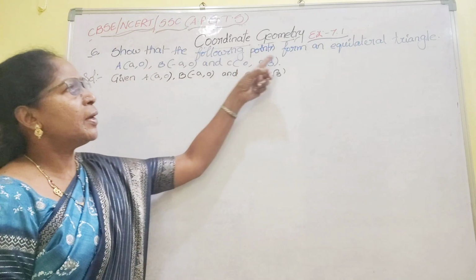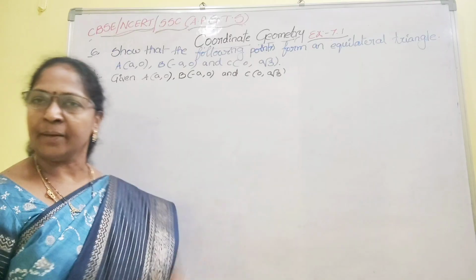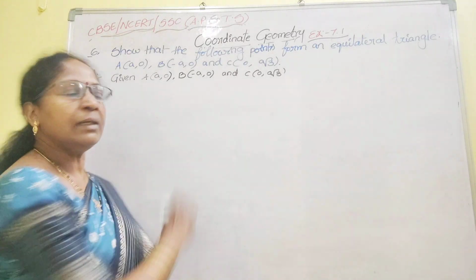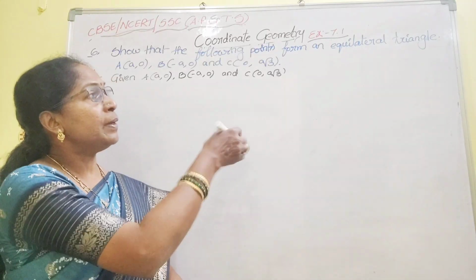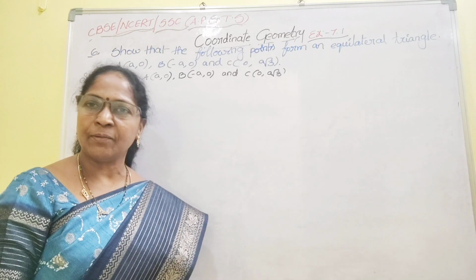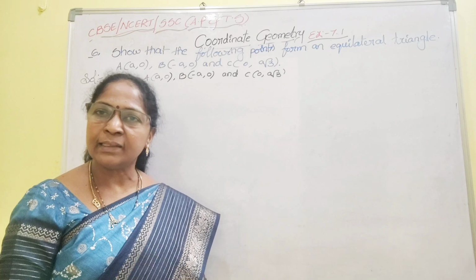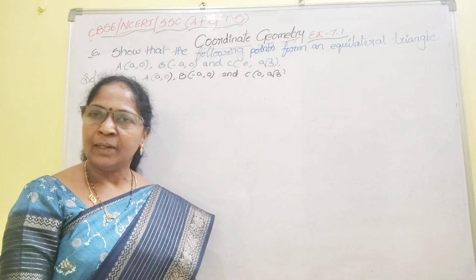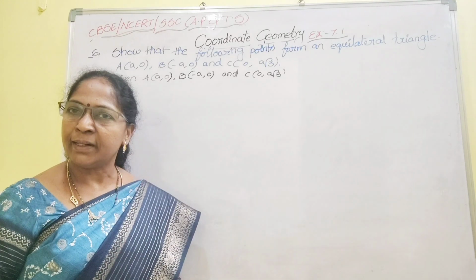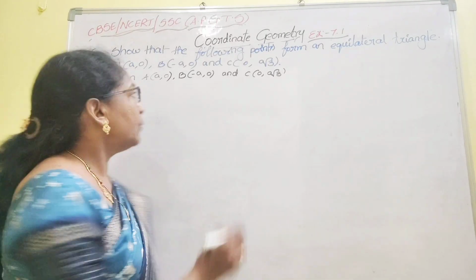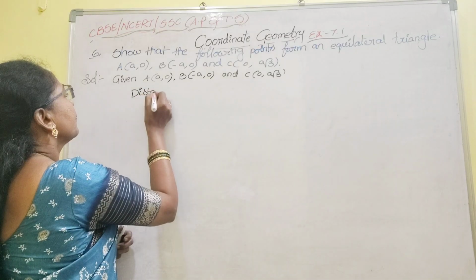Next question here. Show that the following points form an equilateral triangle. Here A, B, C are the given points. Now you have to find out whether these 3 points form an equilateral triangle or not. So first, when can you say that it is an equilateral triangle? If 3 sides are equal, then you can say that it is an equilateral triangle. So you have to apply the distance formula.